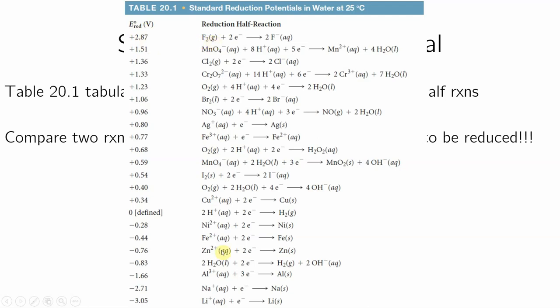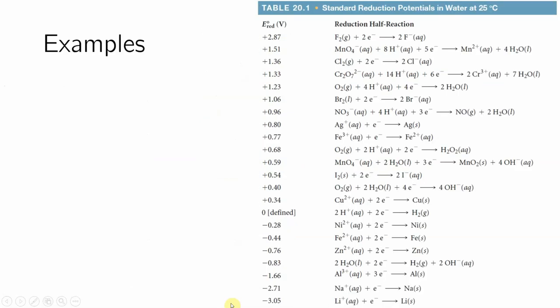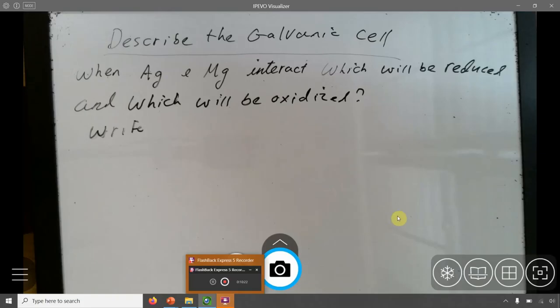So fluorine, out of all of these elements here, wants to be reduced the most. Lithium wants to be reduced the least. So if I have fluorine and lithium, and I want to know which one is getting reduced and which one is getting oxidized, fluorine is going to get reduced, lithium is going to get oxidized, and so I would flip it to get the oxidation half reaction. Now I think we can do this particular example, and I will look at more examples with you beyond just this description.